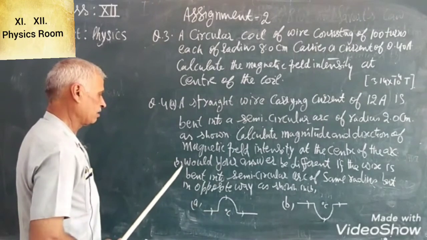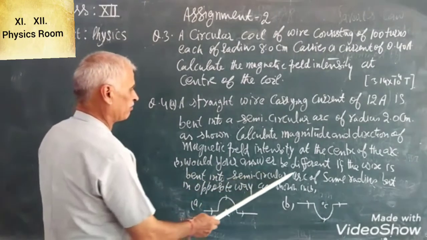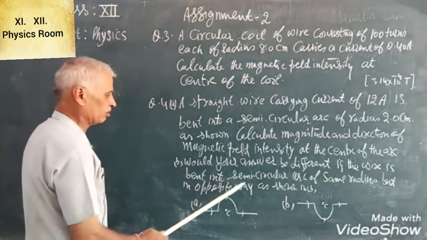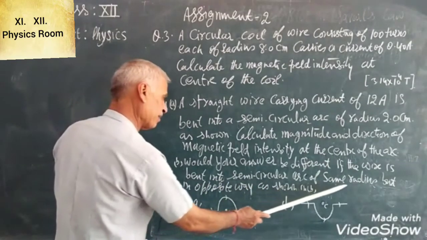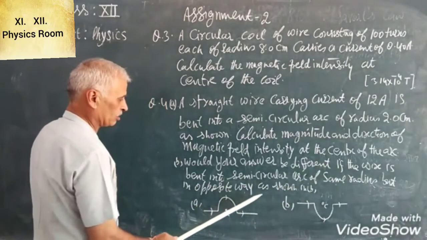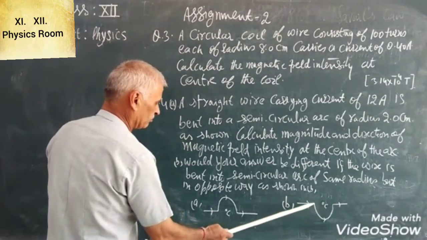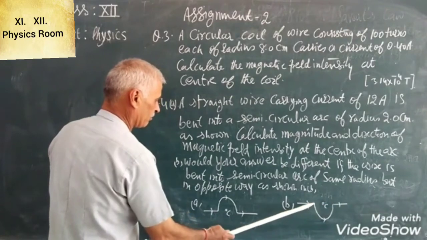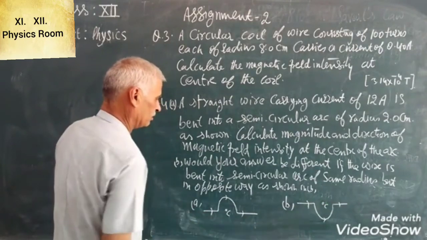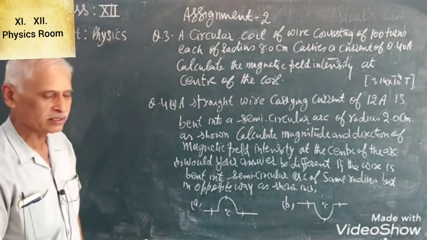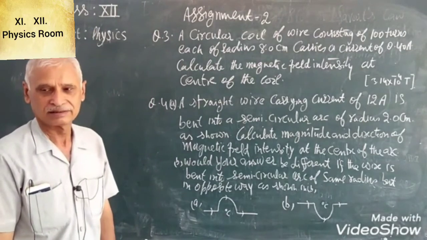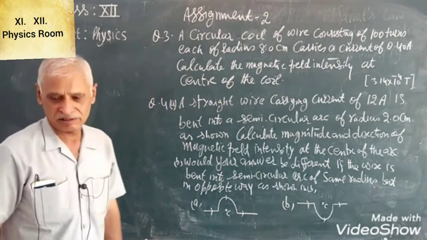Now B part: would your answer be different if the wire is bent into a semicircular arc of the same radius but in the opposite way, as shown in figure B? If we have a semicircular arc like this, then would your answer be different? That you have to tell. So solve these two questions.